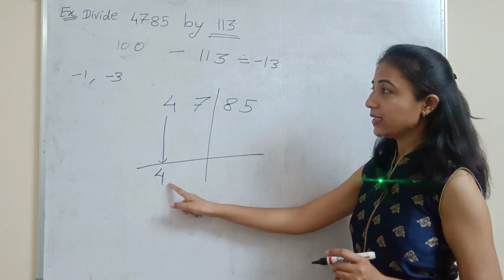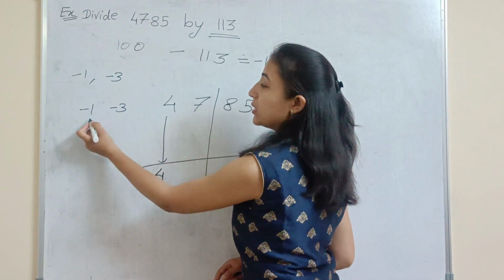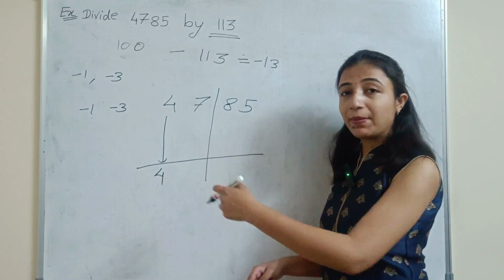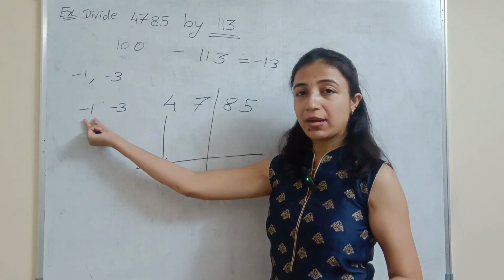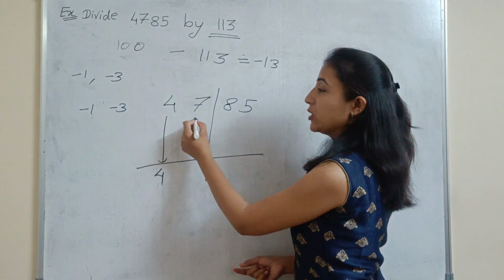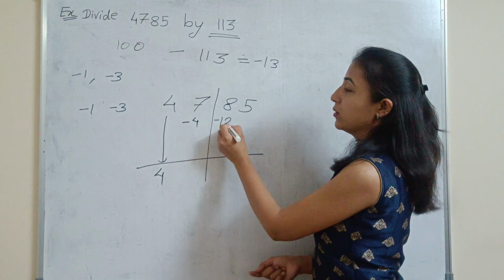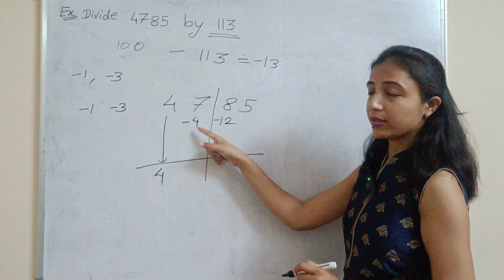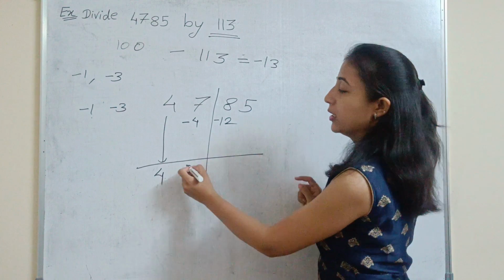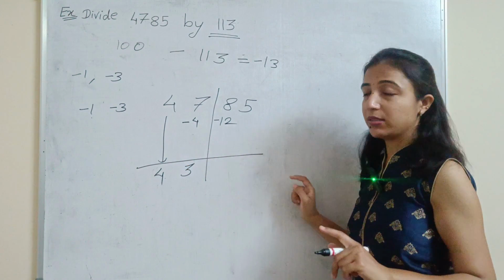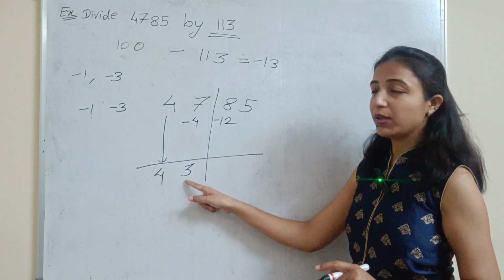So 4 stays as it is, and our multipliers are minus 1 and minus 3. You have to multiply these multipliers with this number. So 4 multiplied by minus 1 gives minus 4. 4 multiplied by minus 3 becomes minus 12. Now it is possible to simplify this number. 7 minus 4 is 3, and it is plus 3 because 4 is the bigger number. So 7 minus 4 is plus 3.